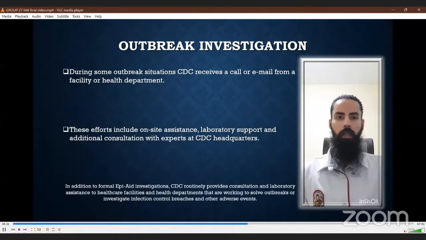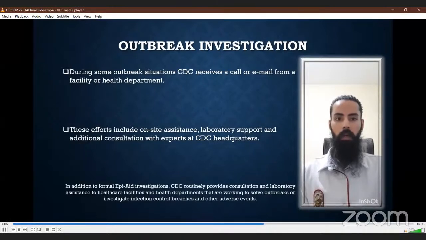Outbreak investigation. During some outbreak situations, CDC receives a call or email from a facility or health department. Then CDC sends an expert to work side by side with facility and health department staff. For example, a state health department may contact CDC and request assistance through a process known as an Epi-Aid. These efforts include on-site assistance, laboratory support, and additional consultation with experts at CDC headquarters.